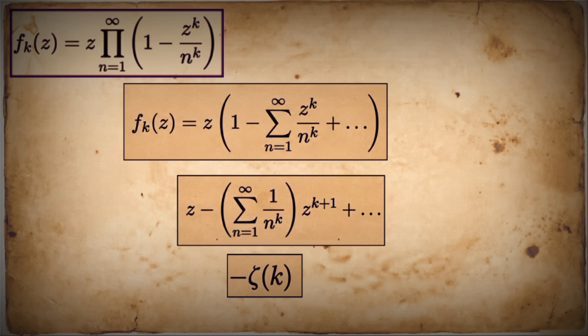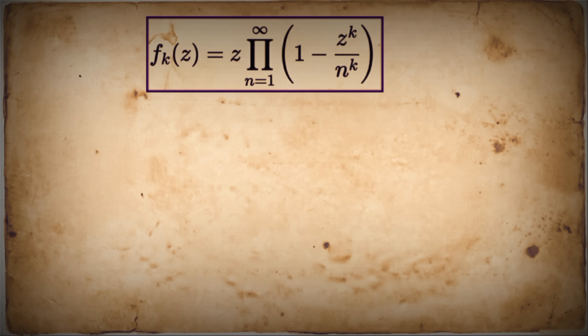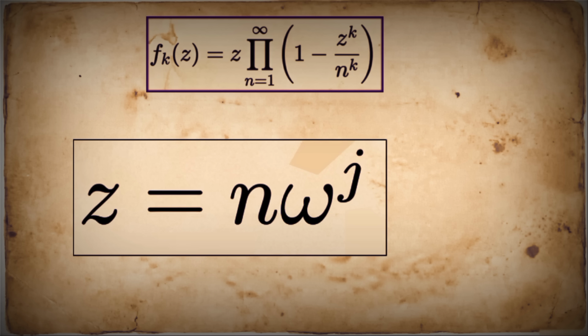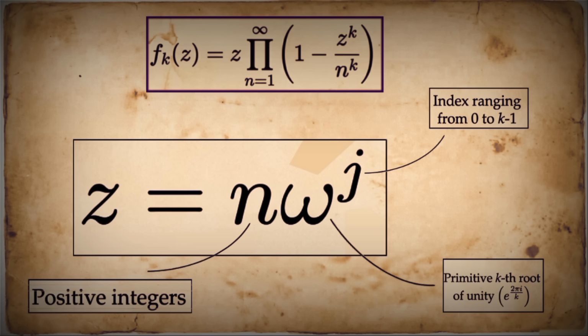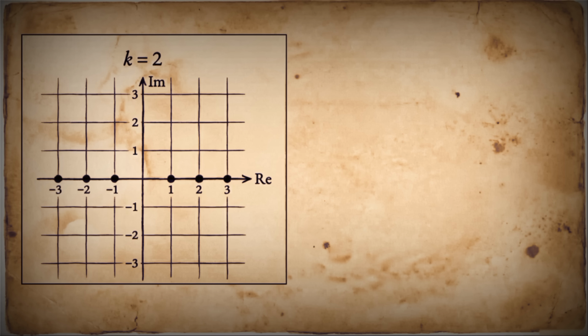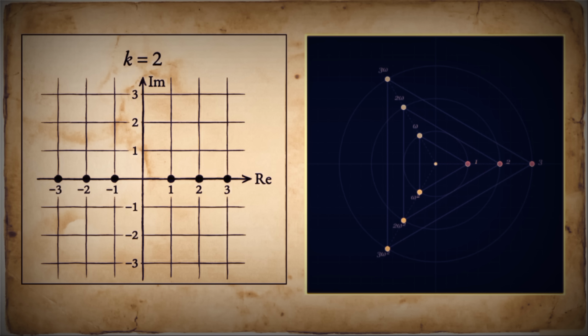That second route goes through the gamma function. The zeros of the function we defined lie at z equal to n times each of the kth roots of unity for every positive integer n. For k equal to 2, the roots of unity are just 1 and negative 1, so the zeros are the positive and negative integers. For k equal to 3, the roots of unity are 1, the complex number at 60 degrees above the real axis, and the complex number at 60 degrees below. So the zeros form equilateral triangles at each radius.